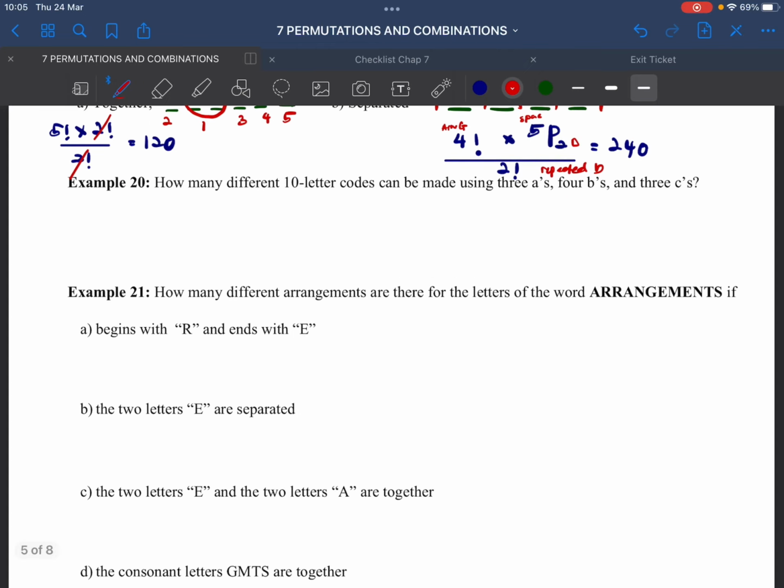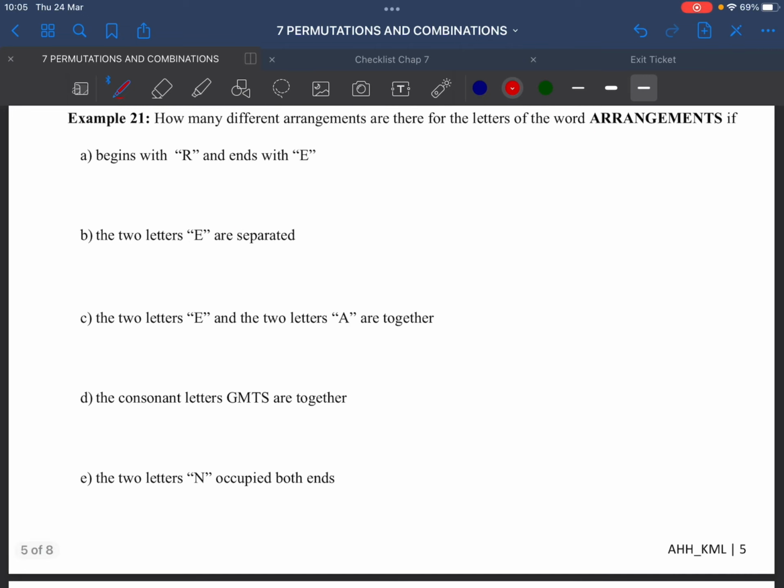So now let's see example 20. How many different 10 letter codes can be made using 3 A's, 4 B's and 3 C's? Okay, so all this ialah apa yang direpeatkan lah. So that's gonna be total 10 letters, 10 factorial over 3 factorial, 4 factorial, 3 factorial, and that's gonna be 4200. Okay, now let's see example 21. This is the last example. Okay, ada satu lagi saya akan tunjuk.